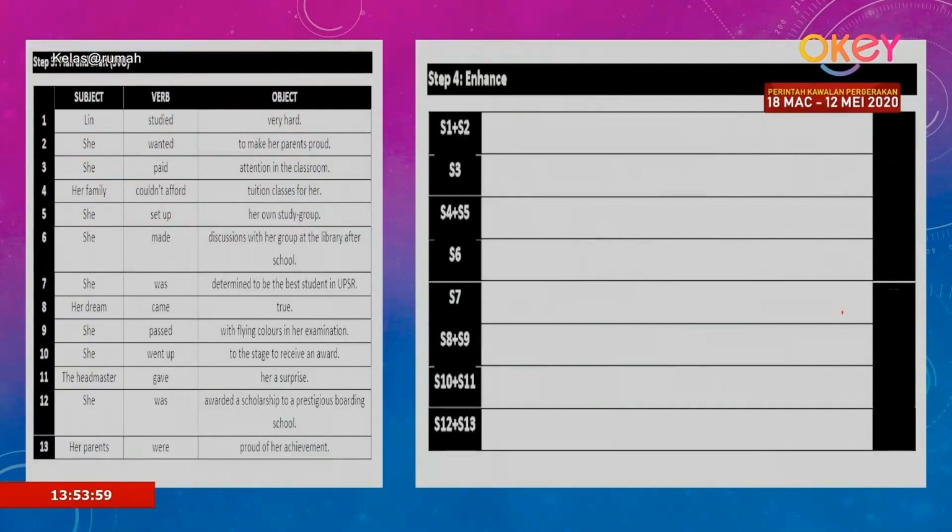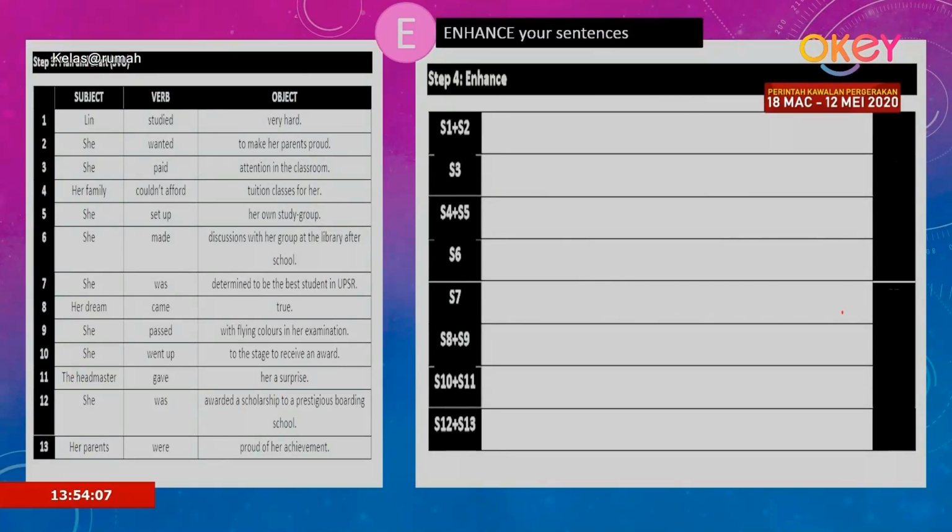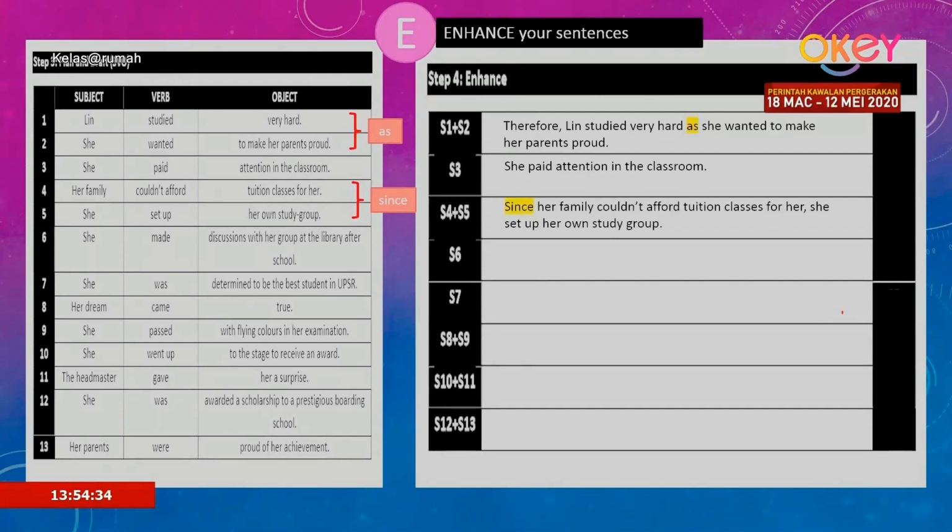If you look closely, sentence number 1 and sentence number 2 can be combined with the conjunction as. For example, therefore, Lynn studied very hard as she wanted to make her parents proud. Sentence number 3, we do not have to combine them, so it remains a simple sentence. Yes, good thinking. Sentence number 4 and 5 can actually be combined. Why don't we try to use since? Well, my idea would be something like this. Since her family could not afford tuition classes, she set up her own study group.